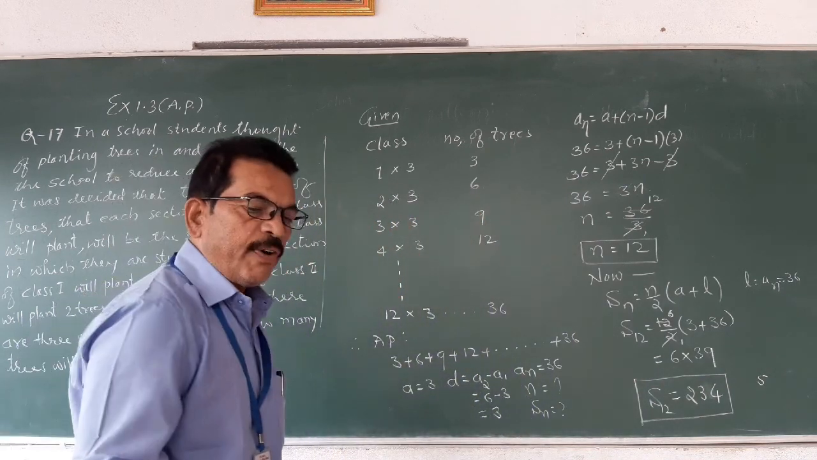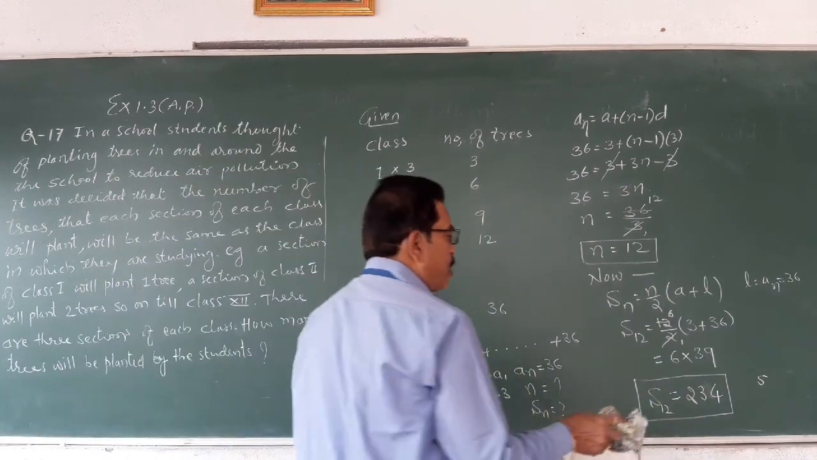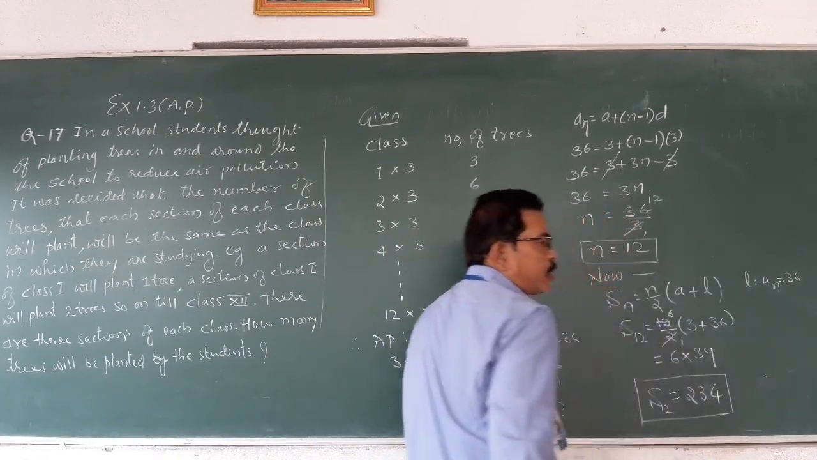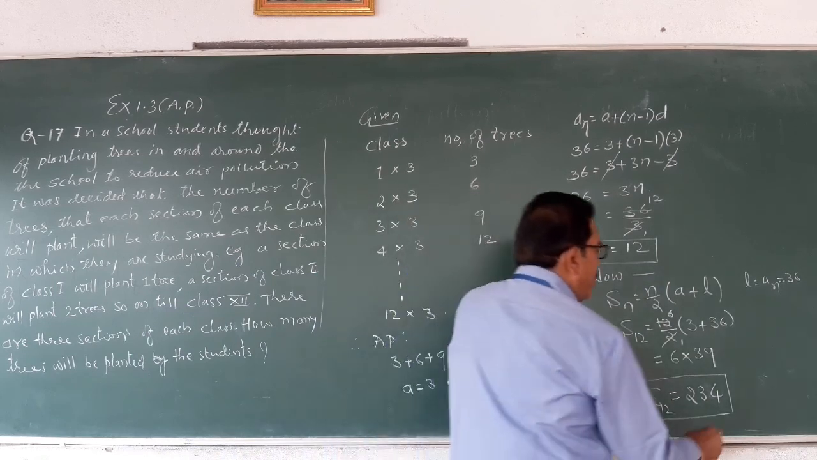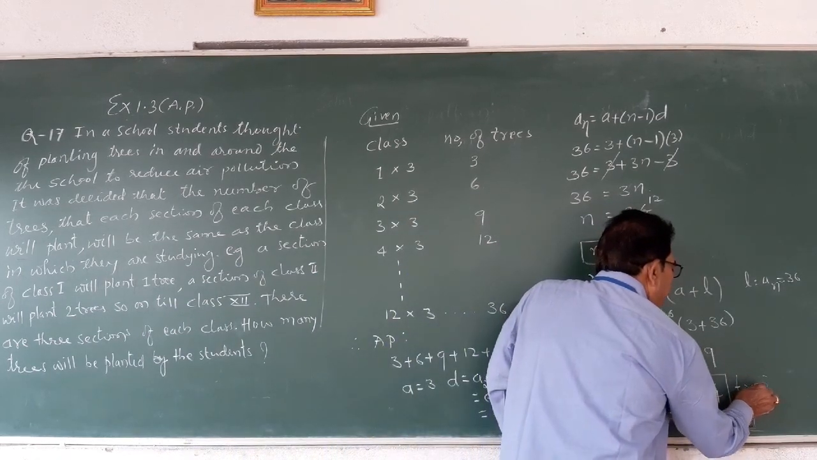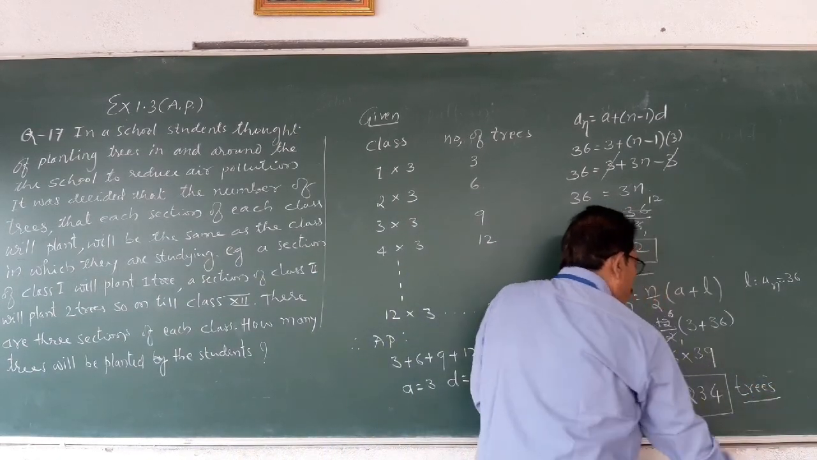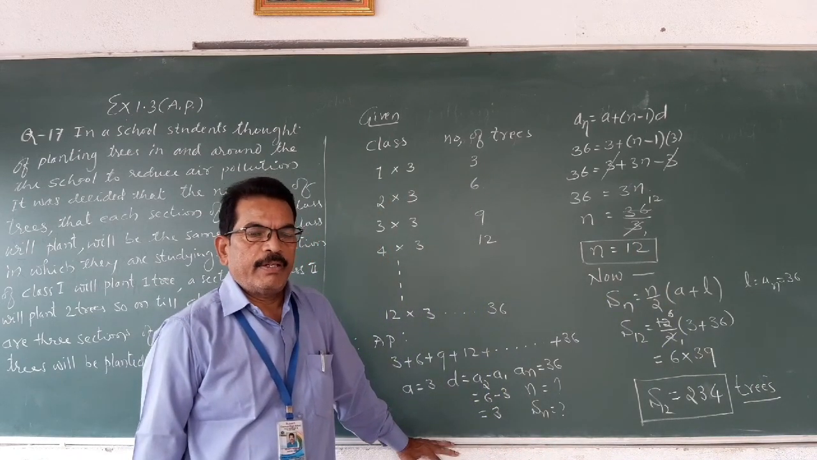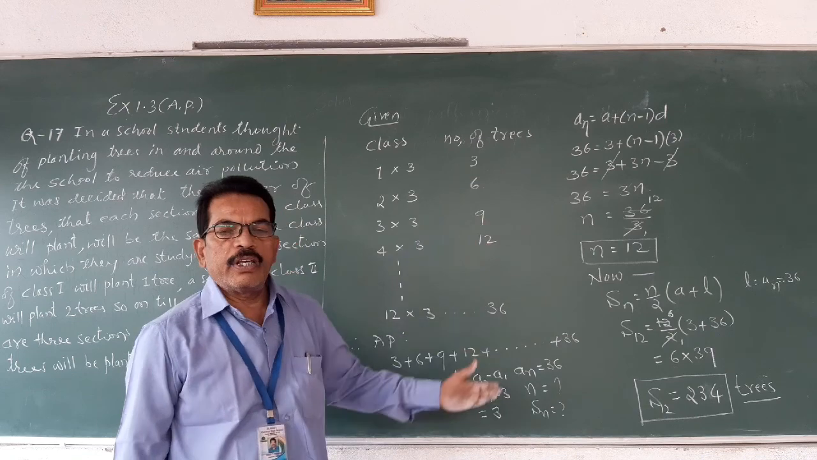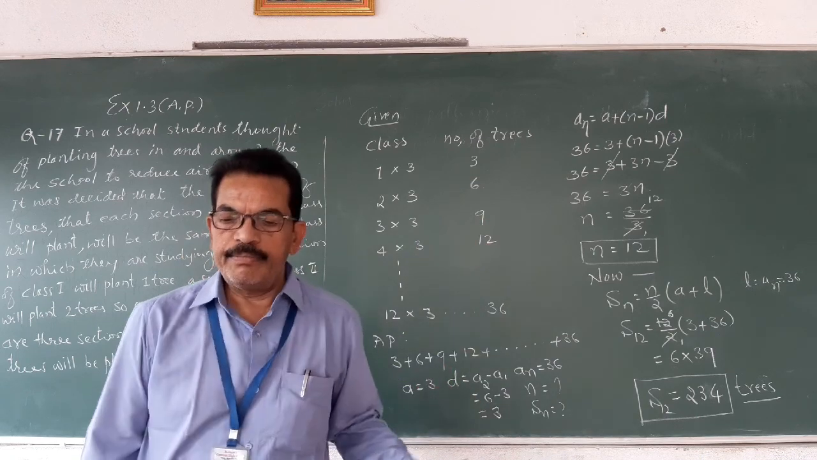What do we have to write for the completion of that question? The school students planted 234 trees. How many trees have they planted? 234 trees. Okay. See the solution once again.